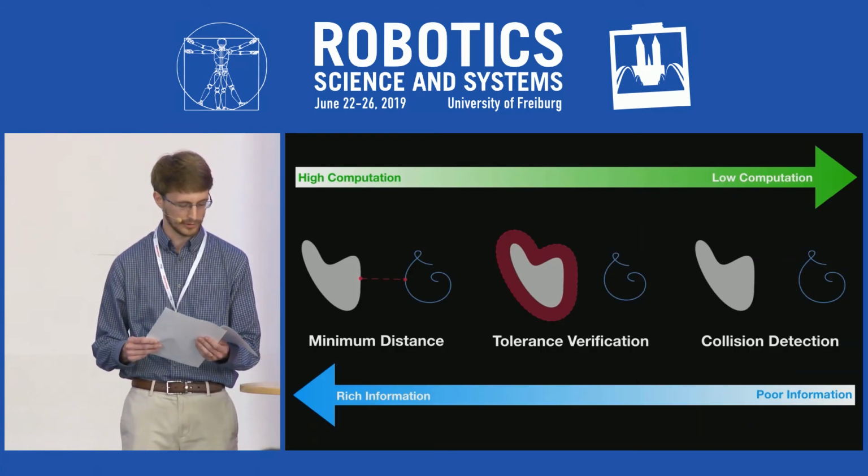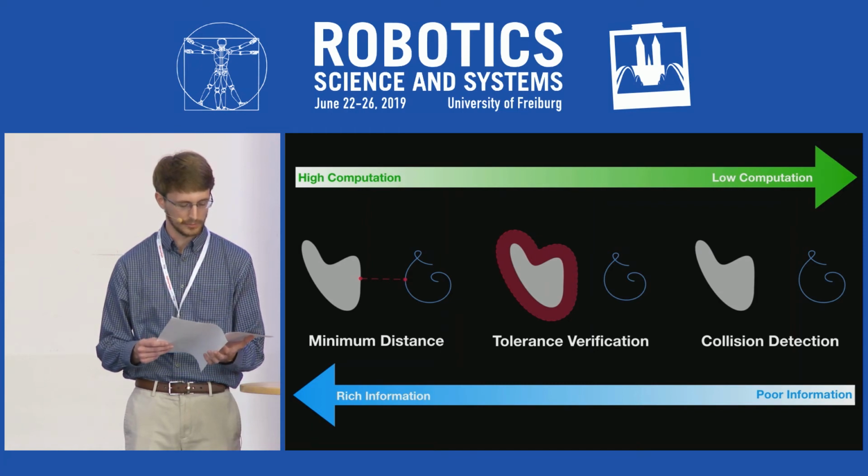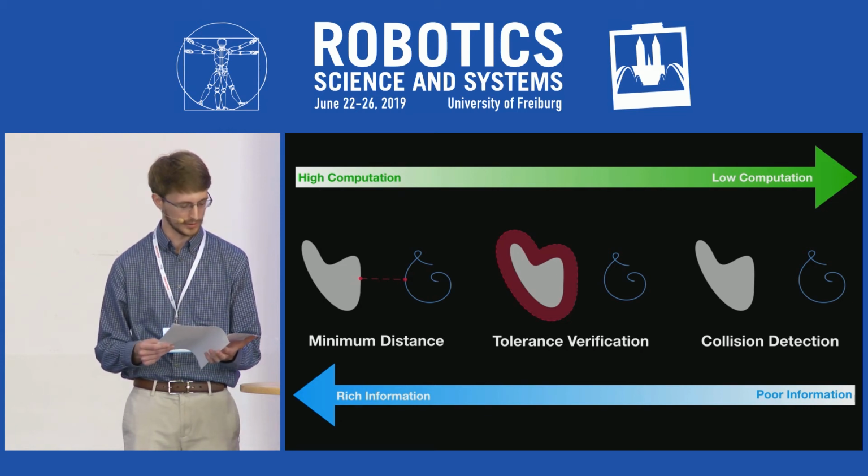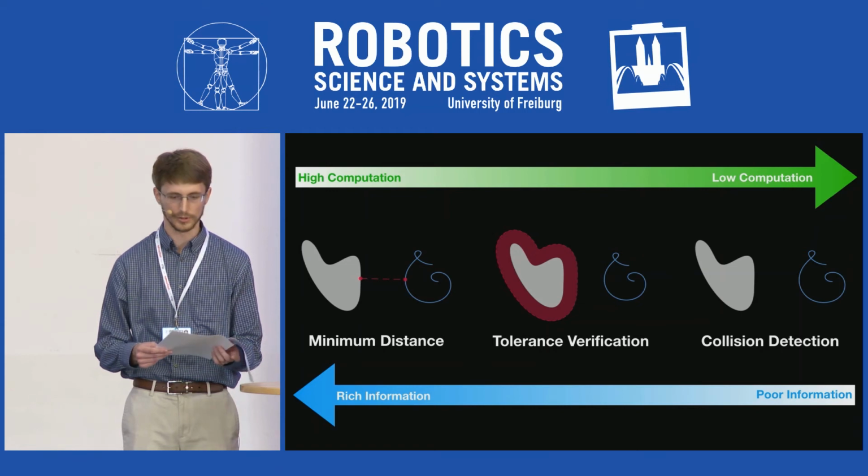In this paper, we present three methods. One, which calculates the minimum separation distance between a planned trajectory and an obstacle. Two, tolerance verification, to ensure the robot is some safety distance away from the obstacle. And three, collision detection, which simply checks if the geometry of the planned trajectory intersects with an obstacle.